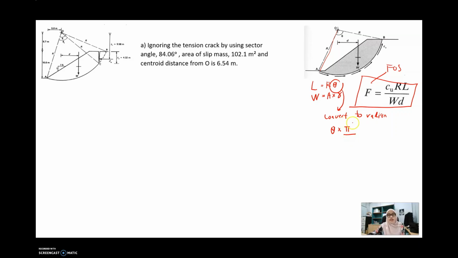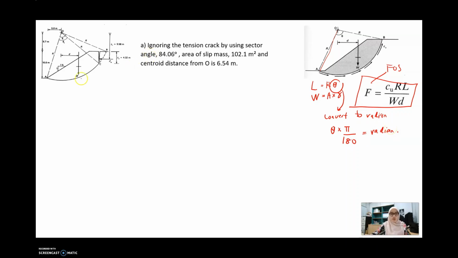How to convert the degree to radian? It should be theta times pi divided by 180. So you get the radian value.